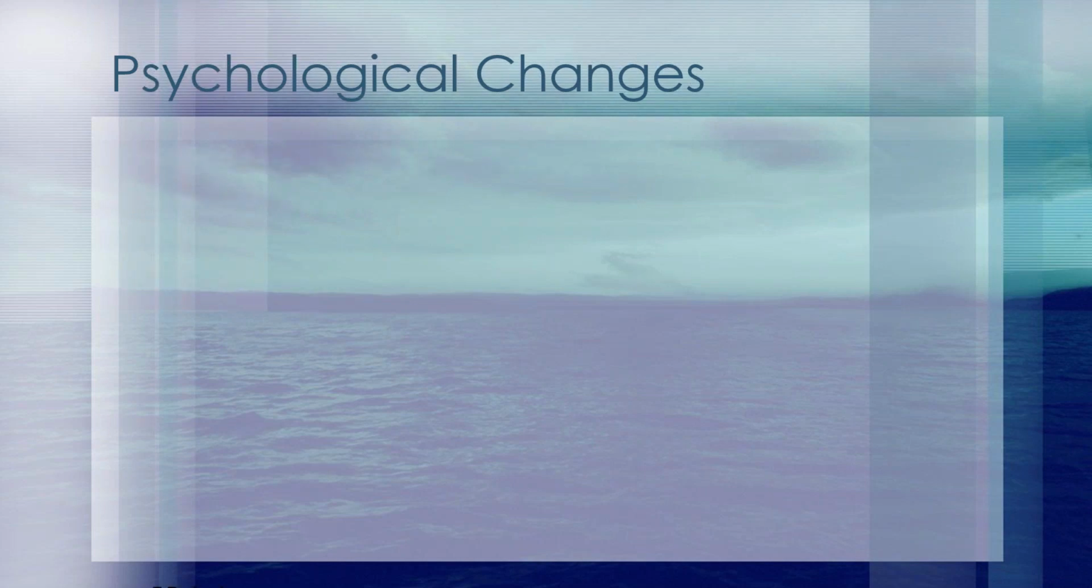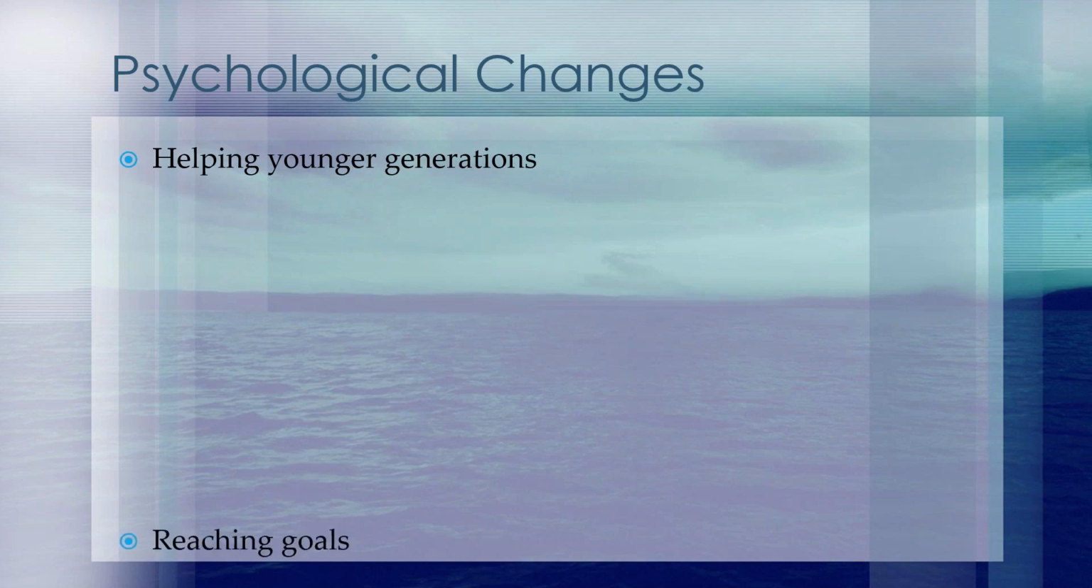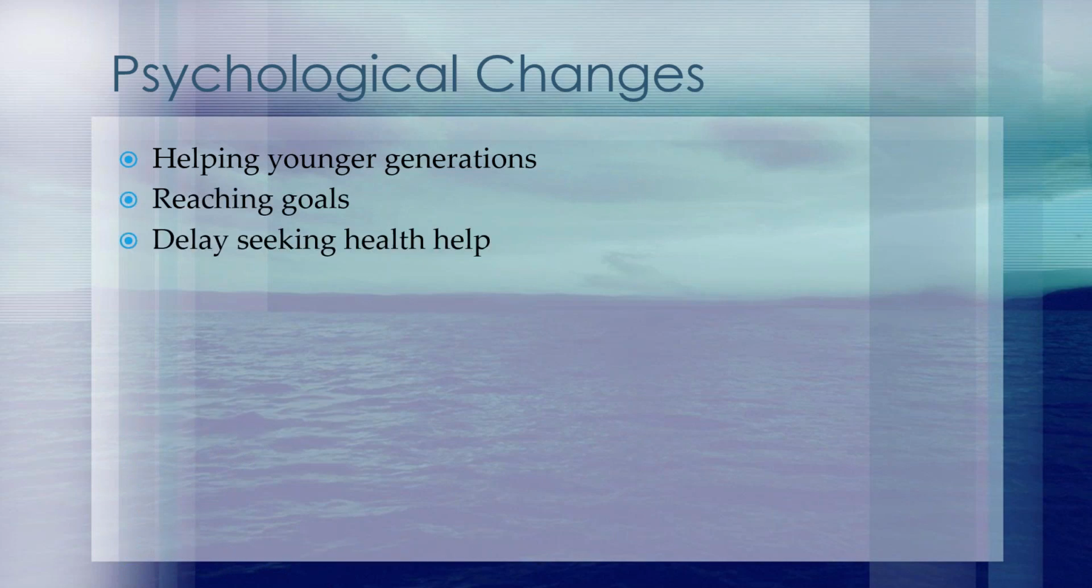Now with psychological changes, they desperately want to help the younger generation develop, because a lot of their kids are going to be in that adolescent phase or that early adulthood phase. So they want to share the wisdom and knowledge that they have received over the years of being here. They're going to start to reach those lifelong goals, and they may delay seeking help. This is a very stubborn age too, where somebody at that 50-year mark is developing chest pain, and they may think that there is no way that this can happen to them.